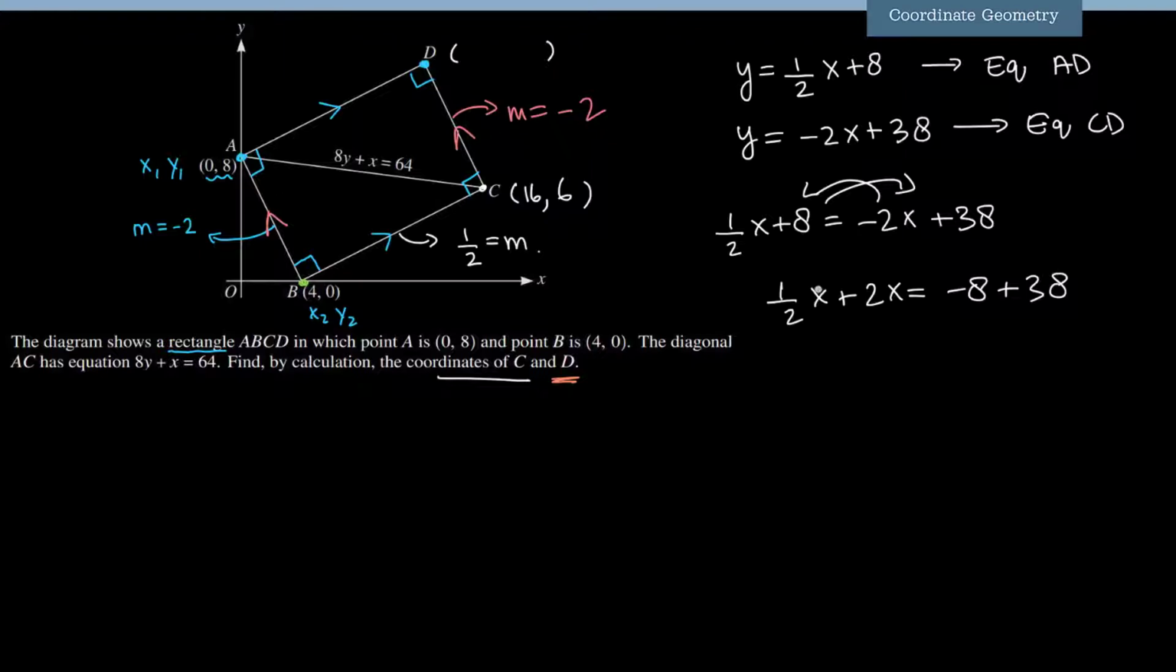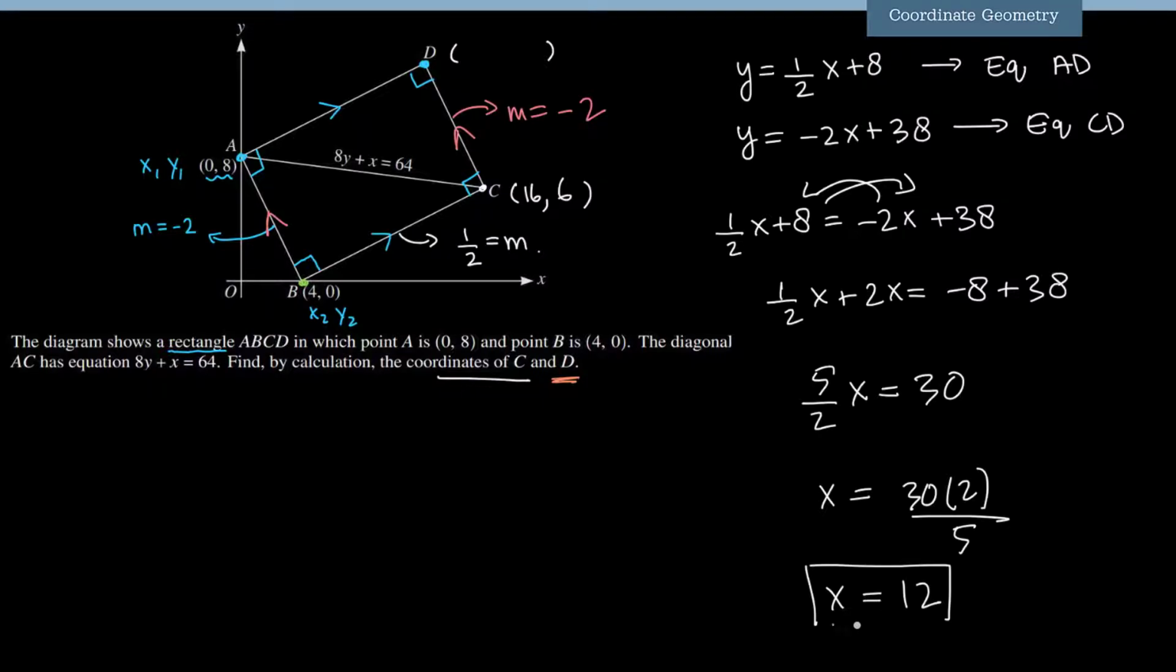1/2x plus 2x is going to give me 5/2x, and -8 plus 38 is going to give me 30. Solving this equation for x would give me 30 times 2 divided by 5, which is equal to 12. So the x coordinate of point D is 12.